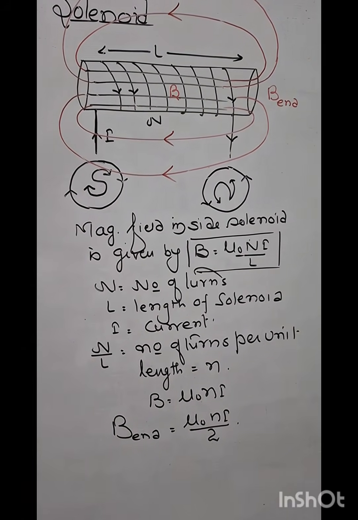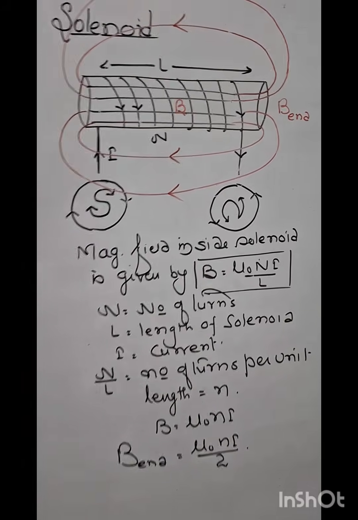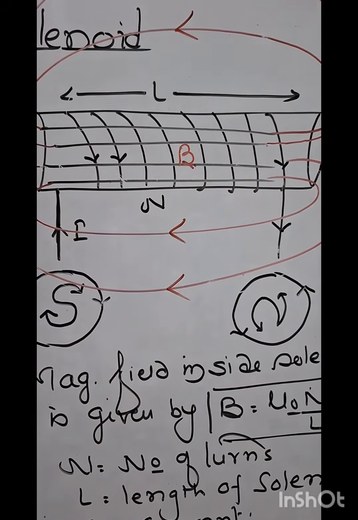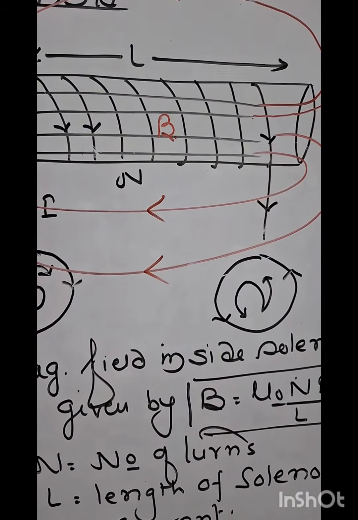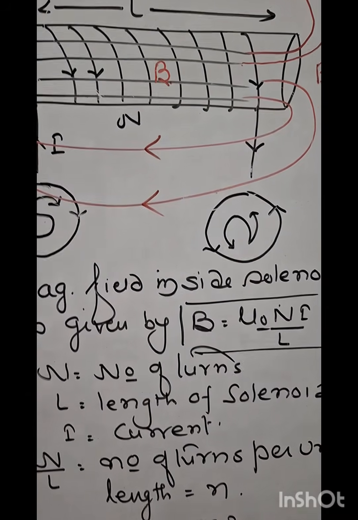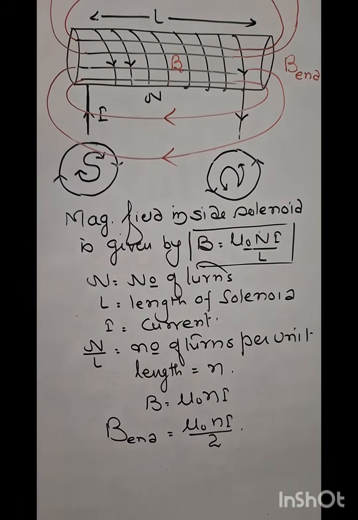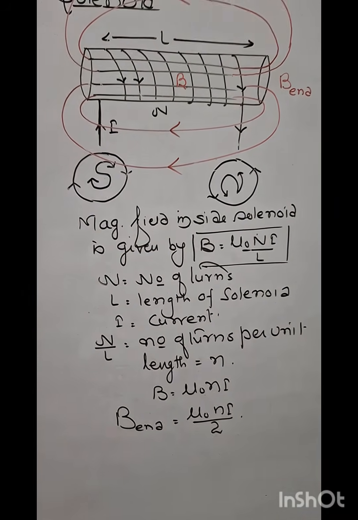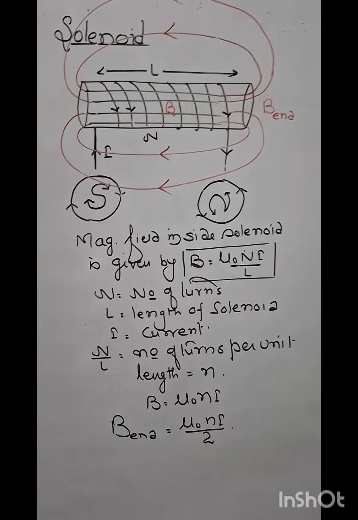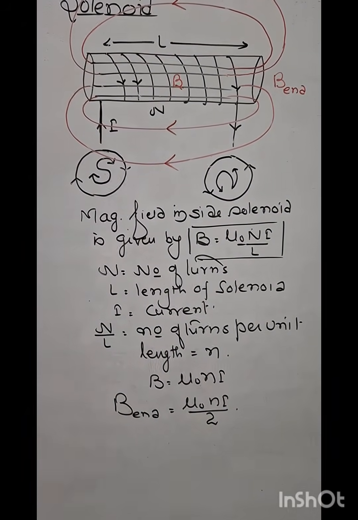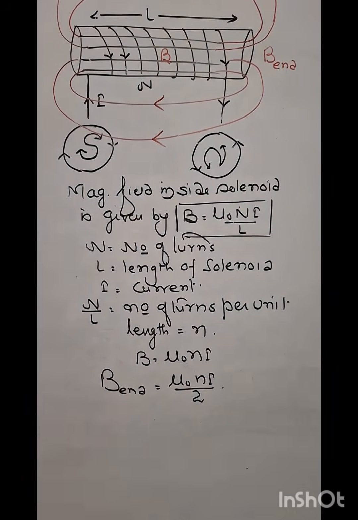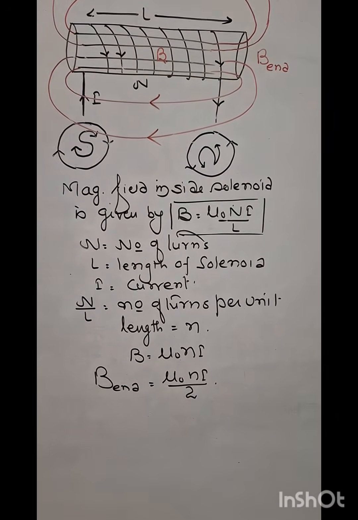When current is passed through the solenoid, it will behave like a magnet, and the magnetic field inside the solenoid will be uniform. That's why it is represented by parallel lines. Outside the solenoid, these lines of force run from north to south pole, and inside the solenoid, they run from south to north pole. That is, magnetic field lines form closed loops.